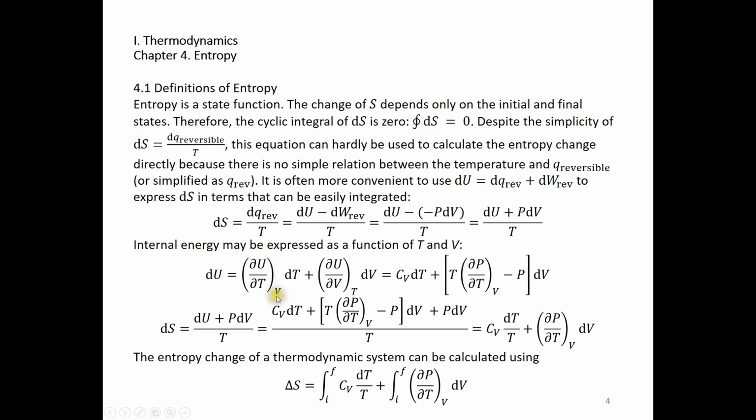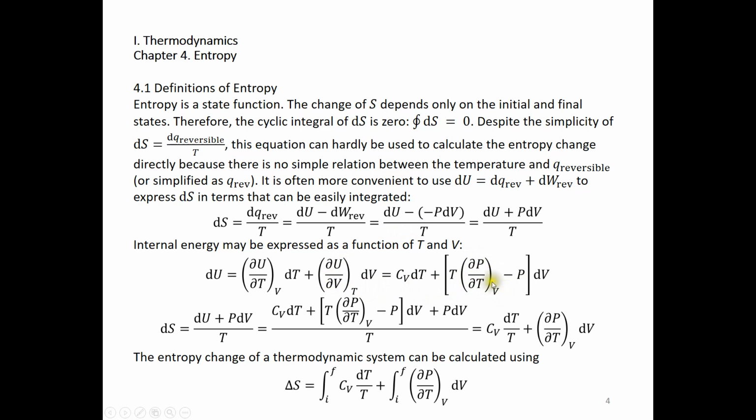Why is that? Under constant volume condition, work is 0, and delta U is just delta Q under the constant volume condition. So over here we see delta Q over delta T under constant volume condition. Isn't that just C sub V, the isochoric heat capacity? And over here, delta U over delta V on a constant temperature condition is T times delta P over delta T on a constant volume condition minus P.